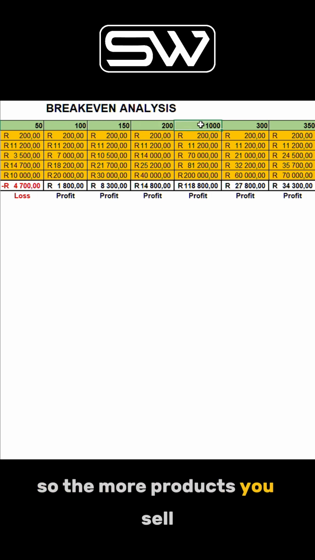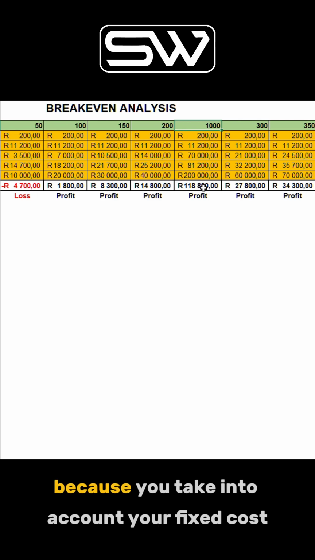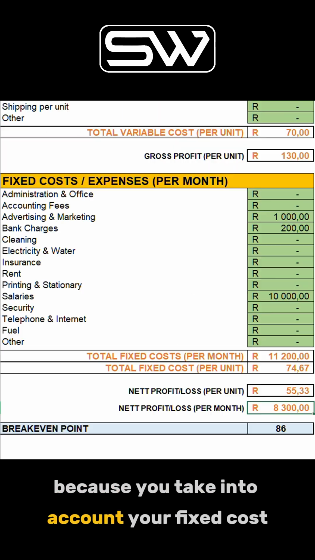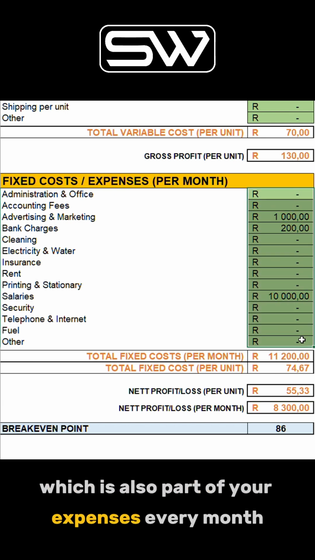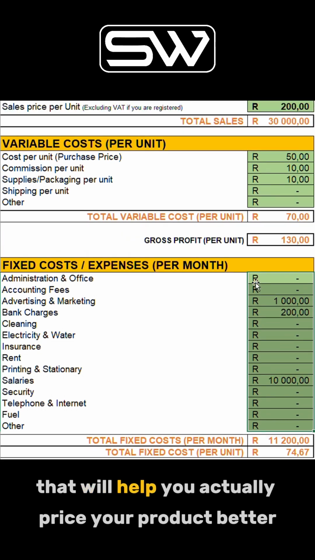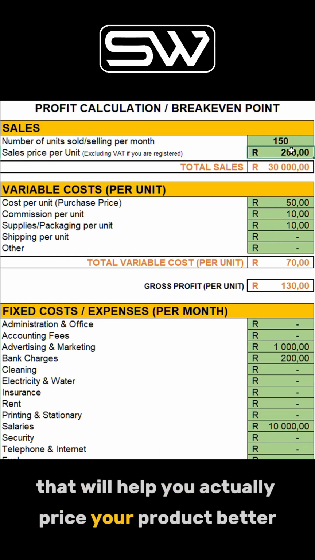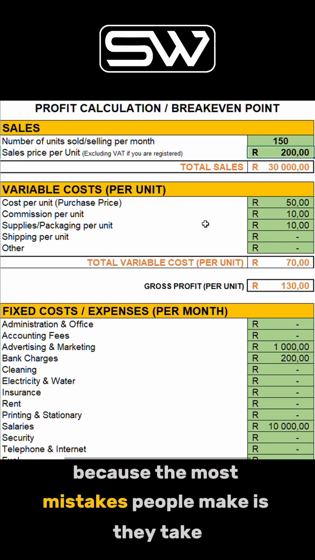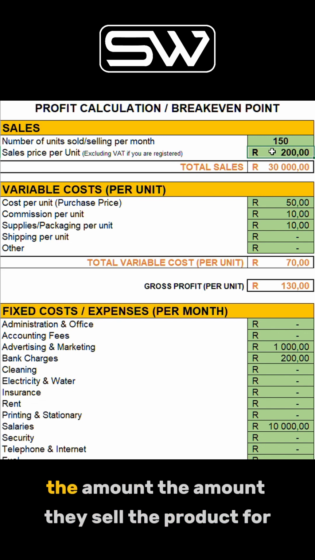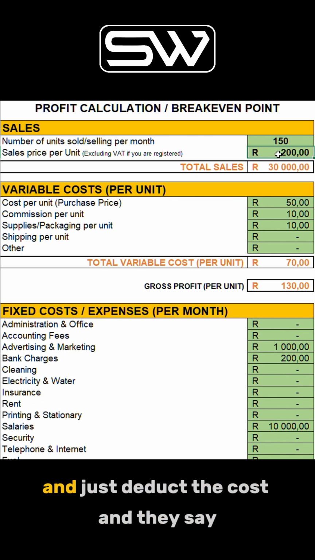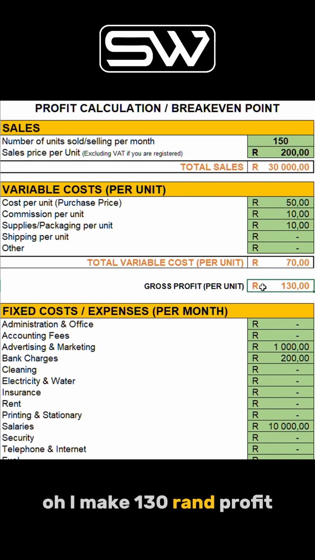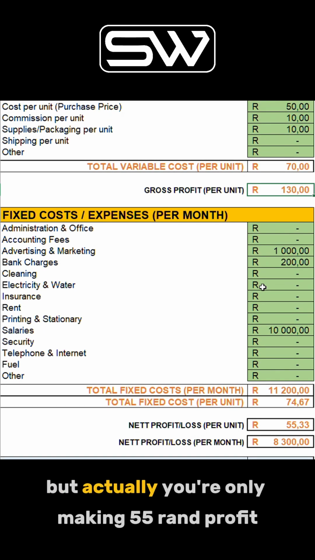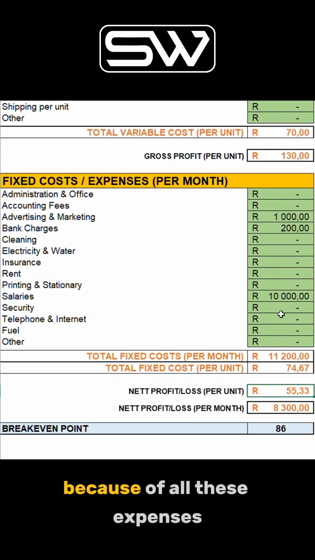So the more products you sell, the more profit you will make because you take into account your fixed cost, which is also part of your expenses every month. That will help you price your product better because the most common mistake people make is they take the amount they sell the product for and just deduct the cost and say, oh, I'll make 130 Rand profit. But actually, you're only making 55 Rand profit because of all these expenses.